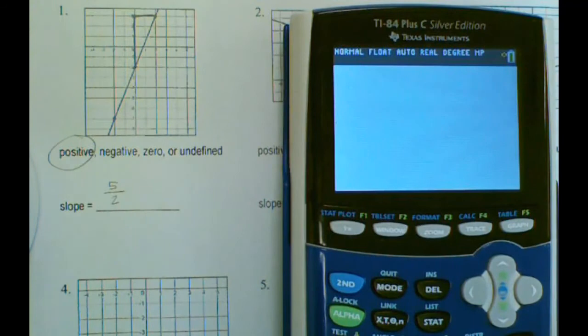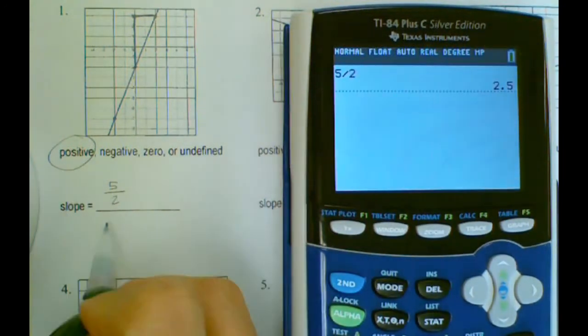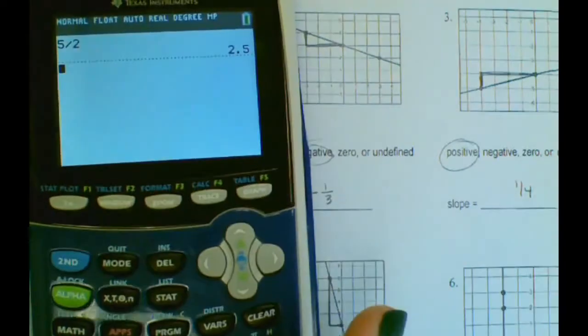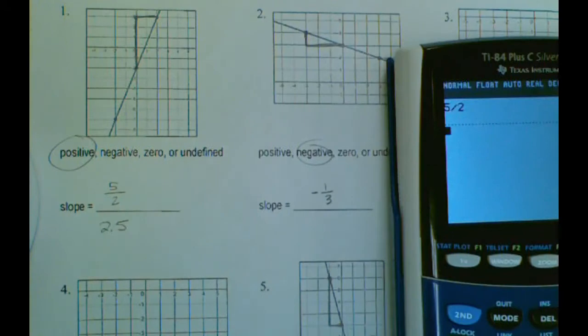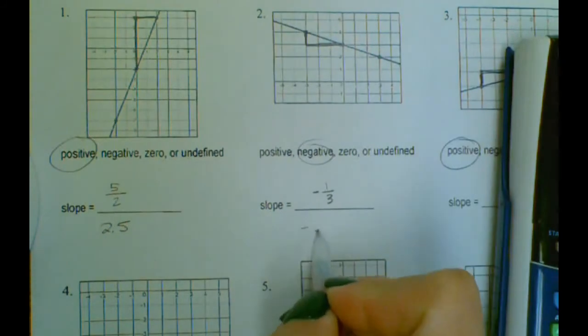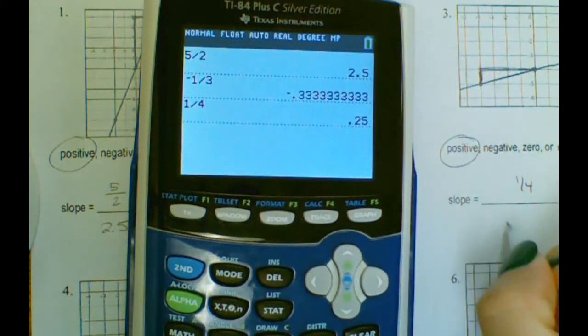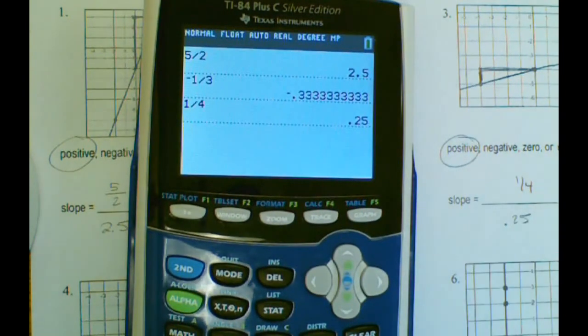And if I just hit 5 divided by 2, the fraction 5 divided by 2 is the decimal 2.5. Move my calculator here. If I do negative 1/3, that is negative 0.33 repeating. And if I do the decimal for 1/4, it's 0.25.